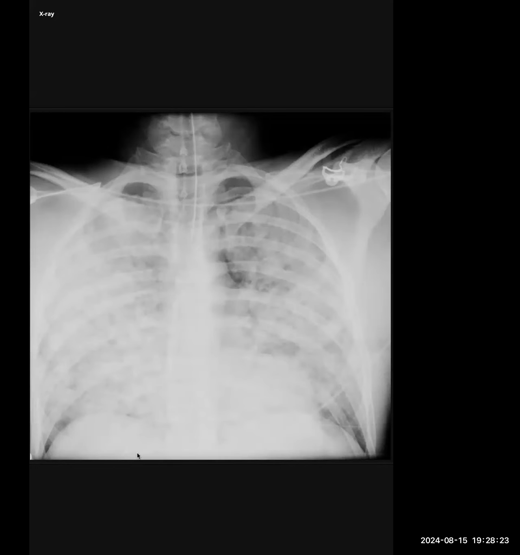I do not see the cardiac silhouette very well. So there is diffuse opacification in bilateral lungs, predominantly in a perihilar location. The heart appears to be normal in size, and there is no pleural effusion. I think this could be a diffuse alveolar damage. My second differential would be pulmonary edema, and third, if the patient is immunocompromised, then I would think of Pneumocystis jirovecii pneumonia also.